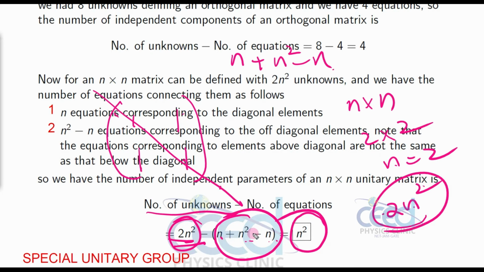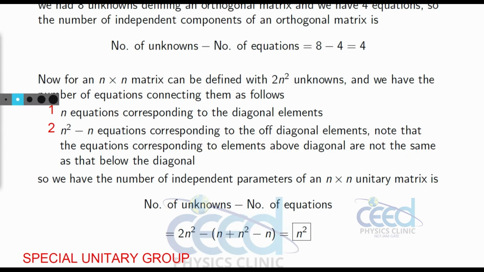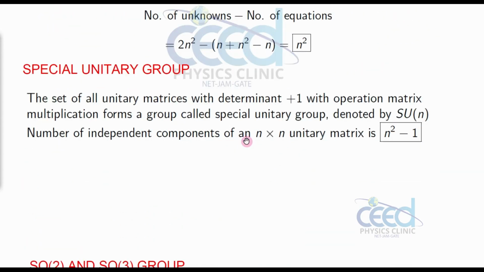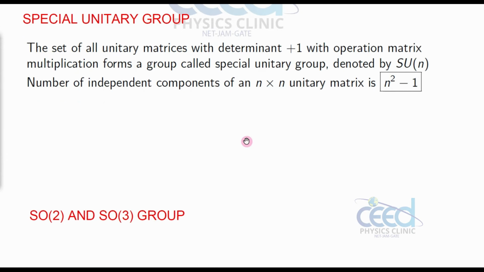So to find the number of independent variables in a unitary group, you have to find n square. Okay, the number of independent parameters you can directly find out by using this formula n square. All right, but in a special orthogonal group, that is n into n minus 1 by 2, that we have already discussed.